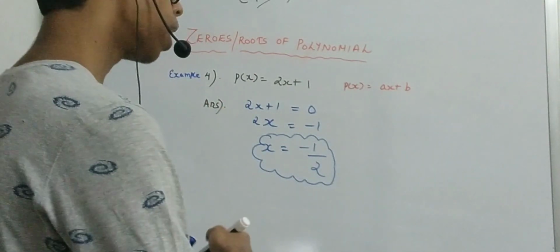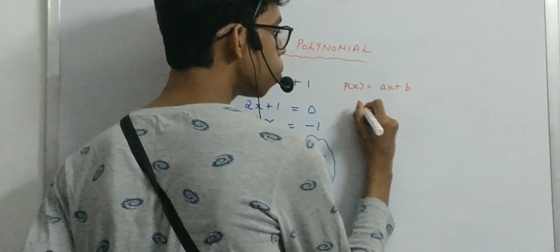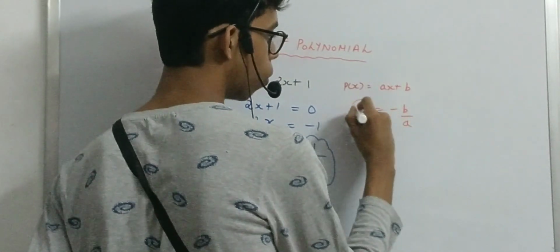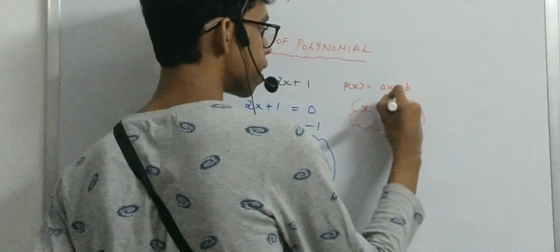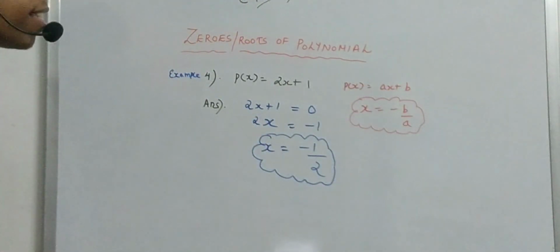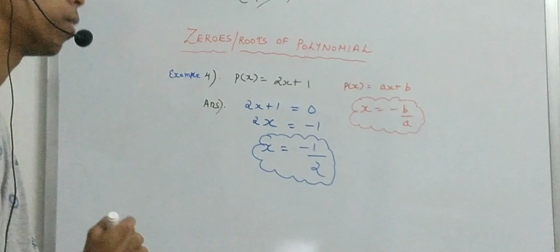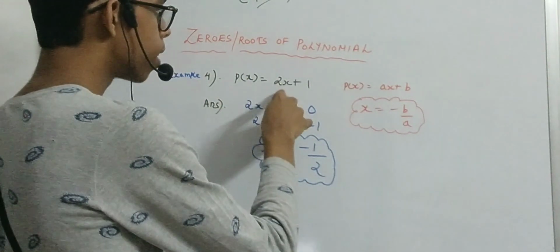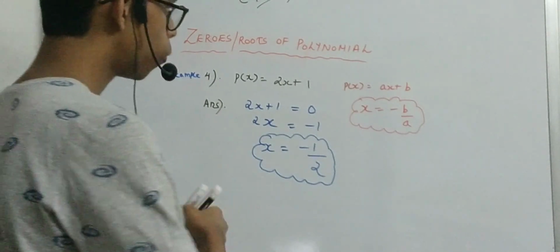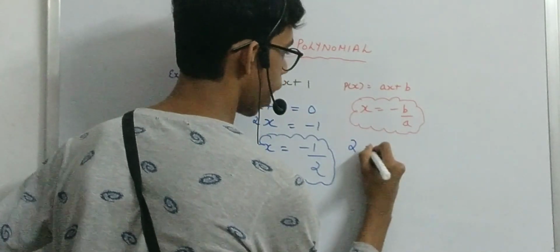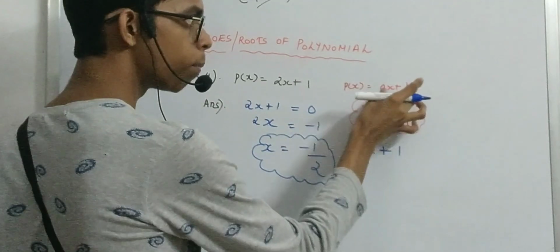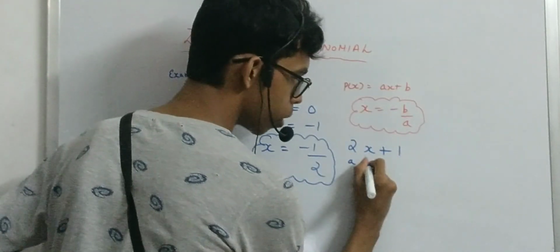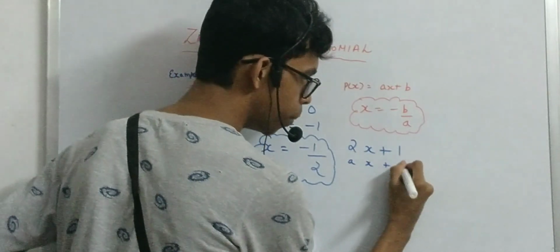So if it is the linear polynomial, the value of x will be x is equal to minus b by a. Okay, this you can just remember as a formula. x is equal to minus b by a. Now we can see over here p of x is equal to 2x plus 1. So here, this is 2x plus 1. If we compare it with the general term, this 2 will be a, this x will be x, and this 1 will be b.